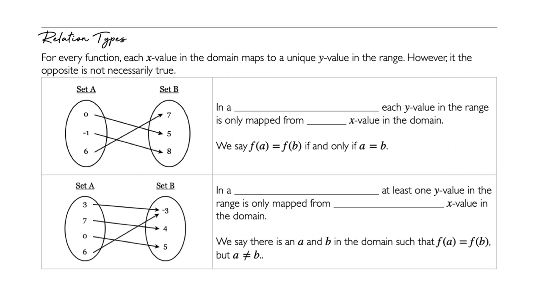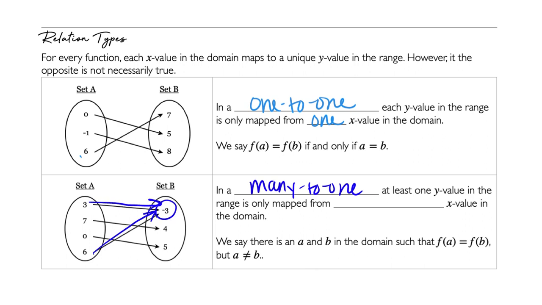Okay, so you can have a function that has different types of relationships. This first one is called a one-to-one function because every x value has its own separate y value. There's no repeated y values. Each y value is only mapped from one x in the domain. The second one is called many-to-one because you have a y value that has multiple x's that are mapped to it. So multiple x values, many x's to one y.